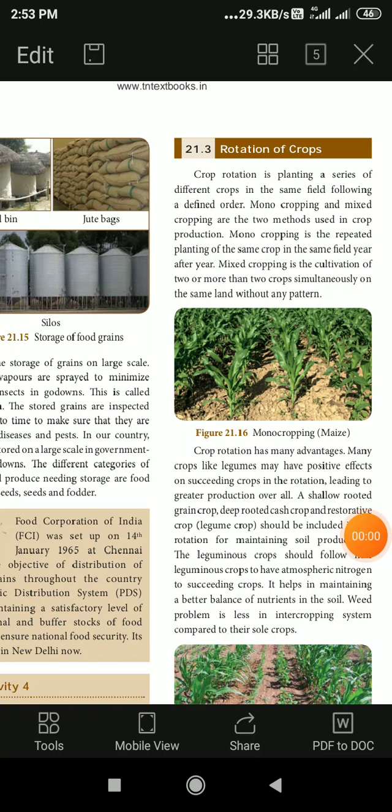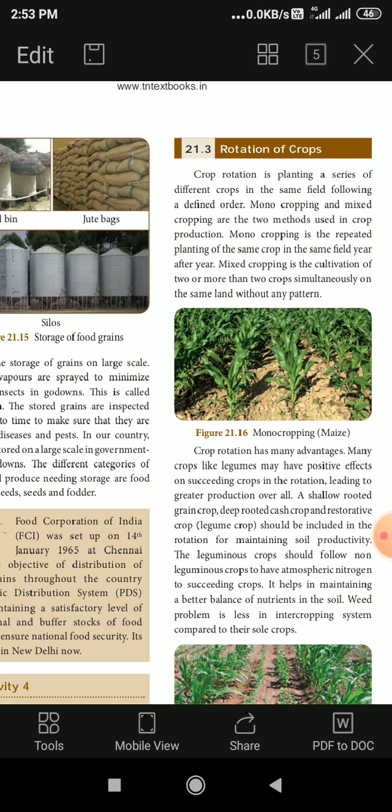Students, the next topic is rotation of crops. The farmers will plant two types of crops. That means first half they will cultivate the cereals or paddy, wheat like that, or plants, and after that, after 6 months, they will cultivate the pulses plants or the leguminous plants. So that is called crop rotation.